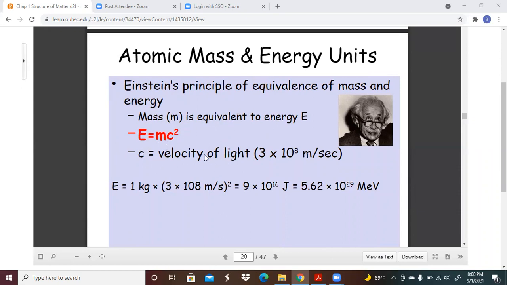What is C? C represents the velocity of light. So the energy of 1 kilogram, multiplying it by the speed of light squared, is 9 times 10 to the 16th joules, or 5.62 times 10 to the 29th mega electron volts.